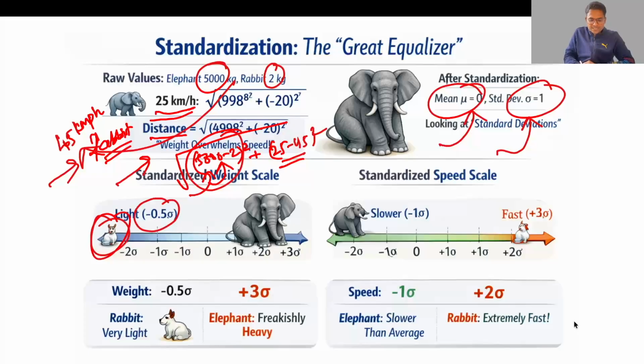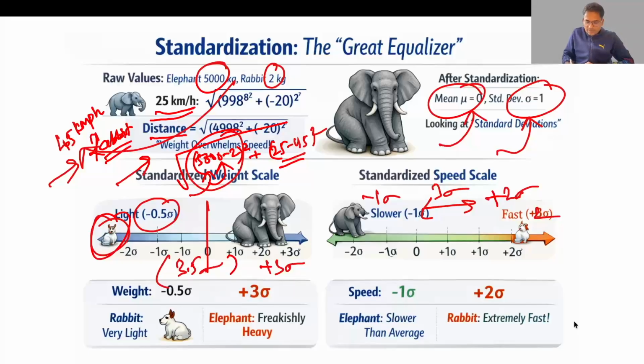It is just minus 0.5 sigma, or standard deviations, away from the mean, but the elephant is heavy, like plus 3 sigma away from the mean. If you see the speed scale, the elephant is like minus 1 sigma, slower than the mean, and the rabbit is like plus 2 sigma, faster. So here the distance is like 3 sigma, and there the distance is like 3.5 sigma. Now you see they have become kind of on the same scale.